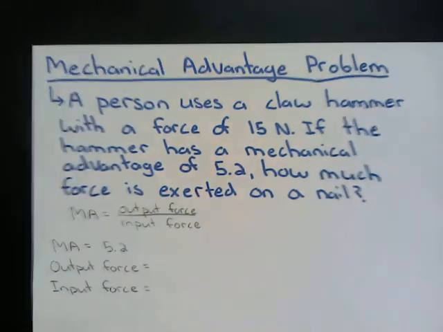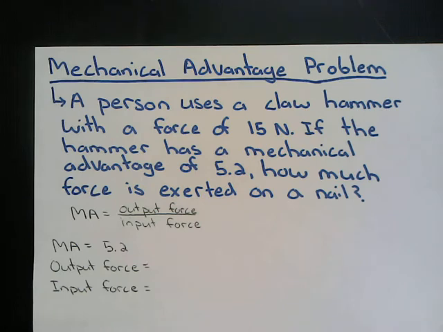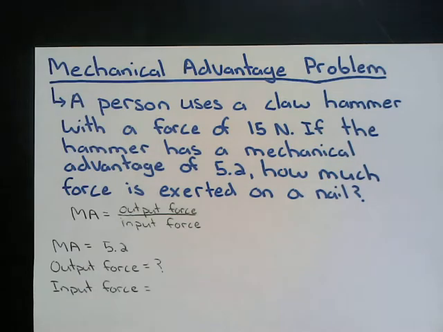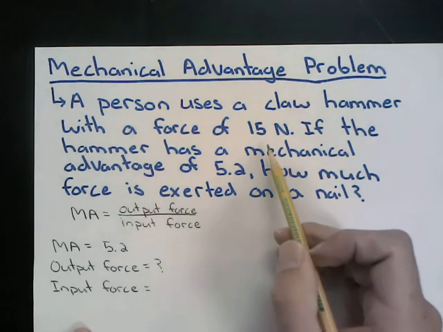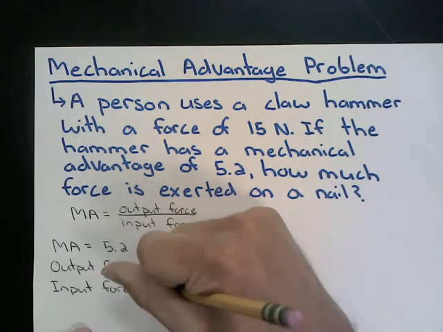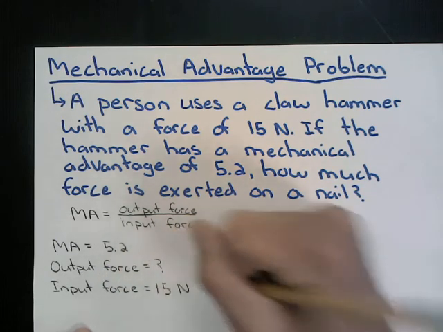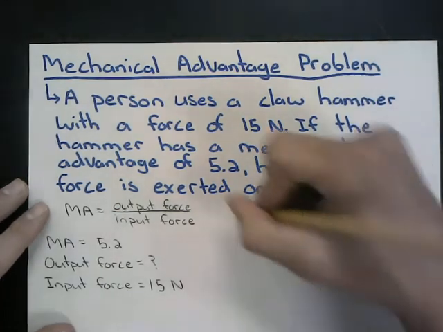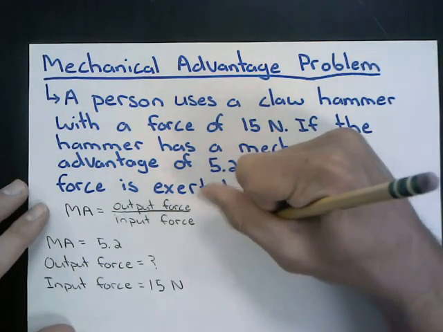Now the output force is how much force is exerted after the machine helps us out a little bit. Right now we don't know the output force, because the machine takes our input force and gives us a greater output force. But we do know that this person put in 15 newtons of force into that claw hammer. So all we need to do is put these numbers back in and solve this mathematically.